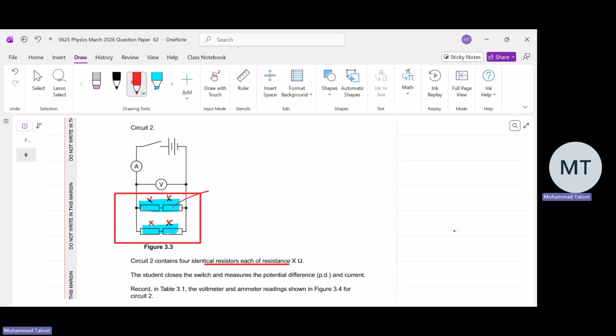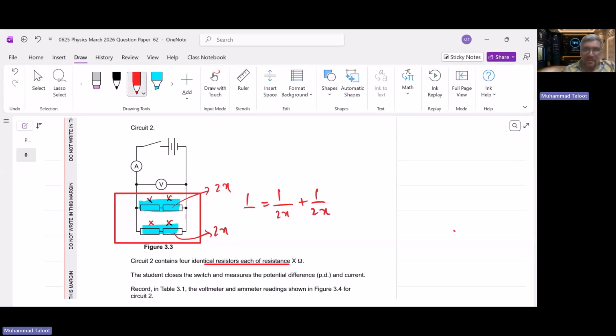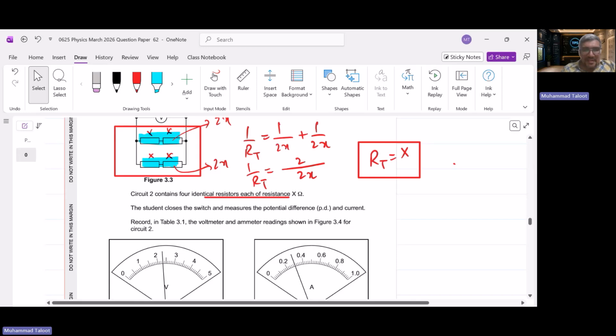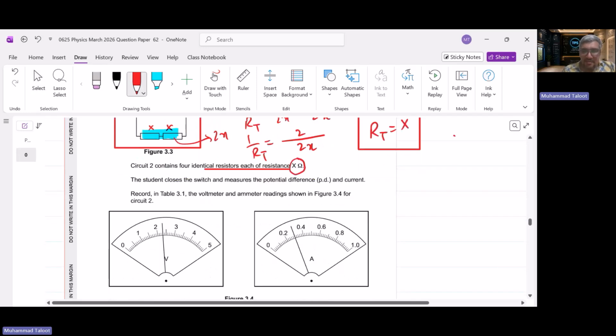So this will become 2X, 1 over 2X, 1 over R total. So 2X is going to be the LCM. So 1 over R total. When you find this R total, it also becomes X. Anyhow, circuit 2 contains 4 identical resistors of each X ohm, they also say, but this X is going to be different by the way.